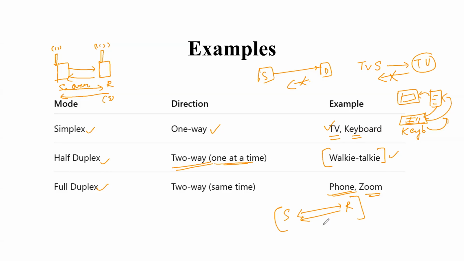It is happening simultaneously, because nowadays the technology is so advanced, we need not wait for the other person to stop sending the data. So this is the best example that we use nowadays for doing the communication. I hope by now you are aware of how the different communication modes work.